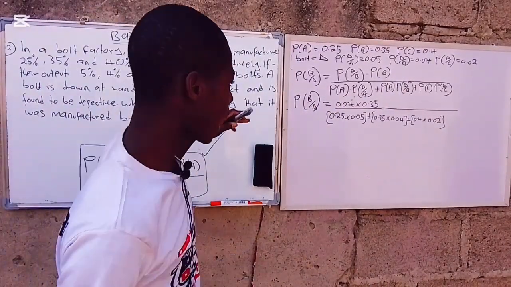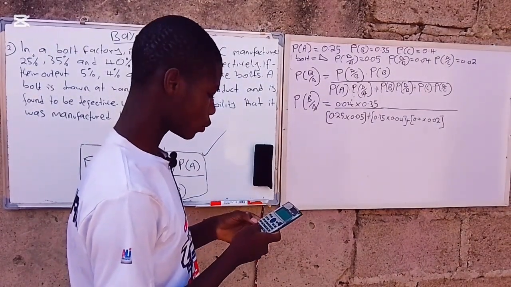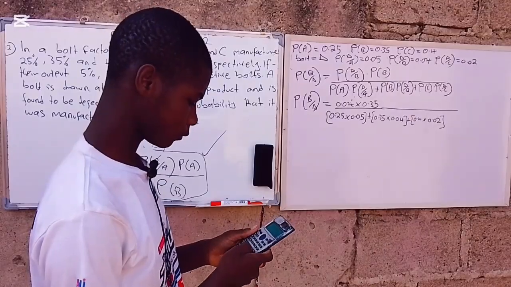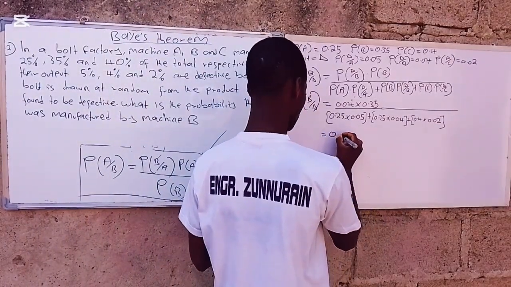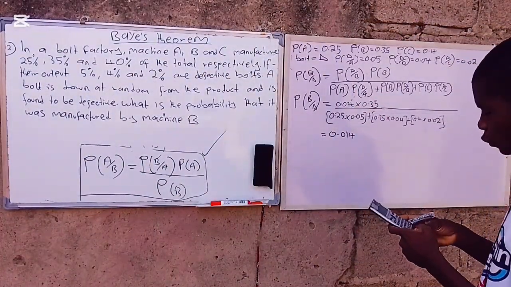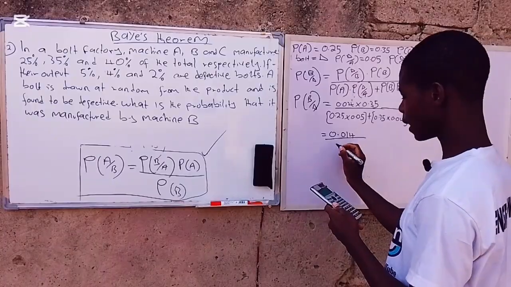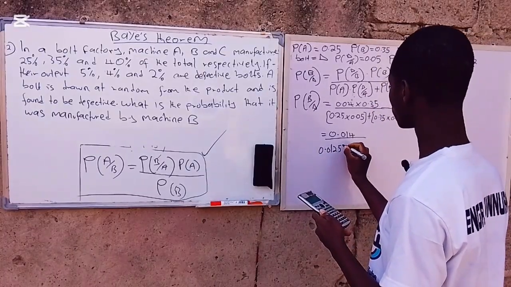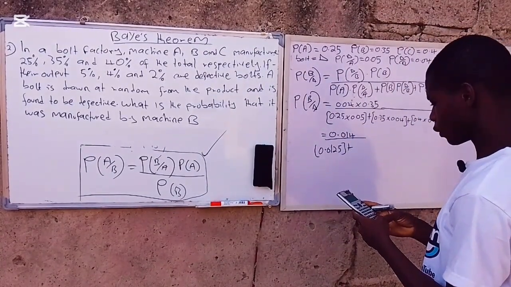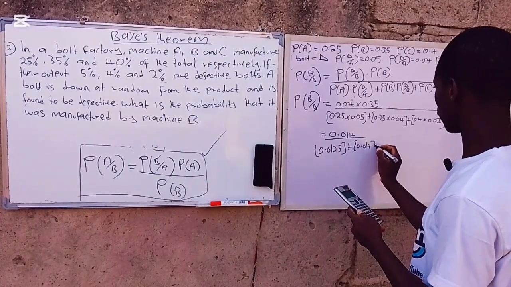So the next thing that I'm going to do, I have to find the solution of this. 0.04 multiplied by 0.35 is equal to 0.014. Then 0.25 multiplied by 0.05 gives 0.0125, all divided by, plus 0.35 multiplied by 0.04, which should now be 0.014. The same with this.